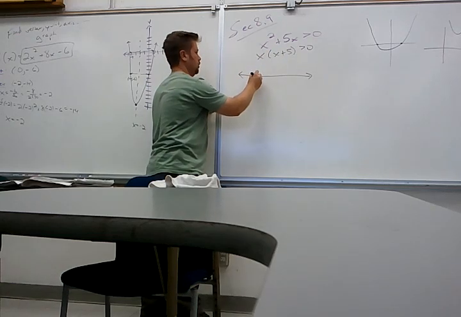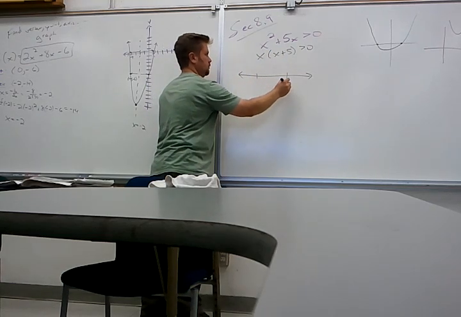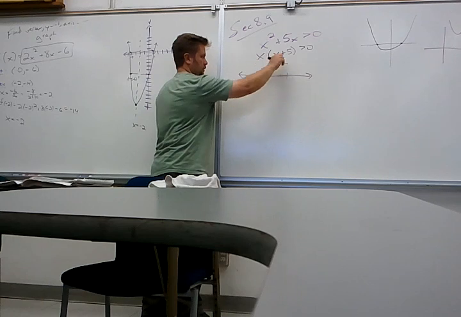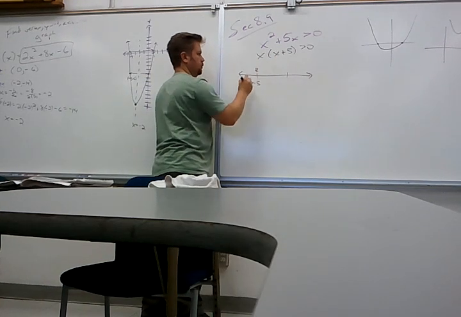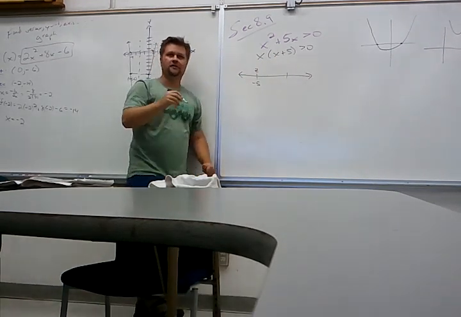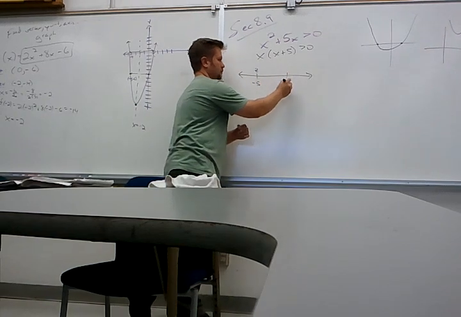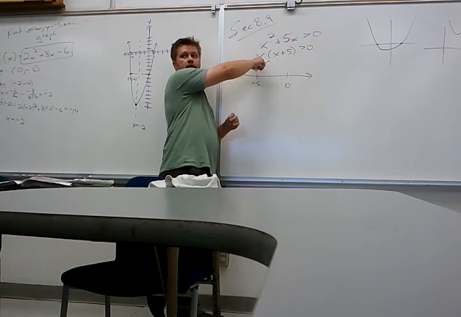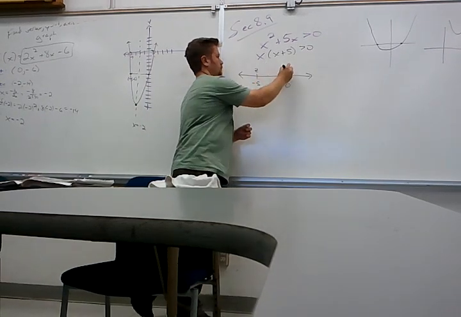So where is it 0? It's 0 at negative 5. A little z there for 0. And it's 0 at 0 in this case, just because that's got an x there, right? That'll make it 0.